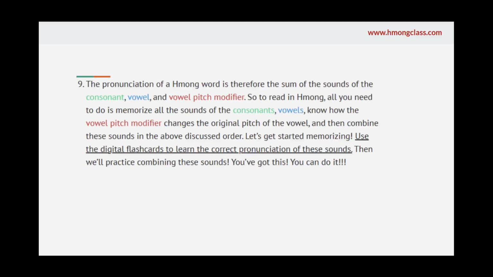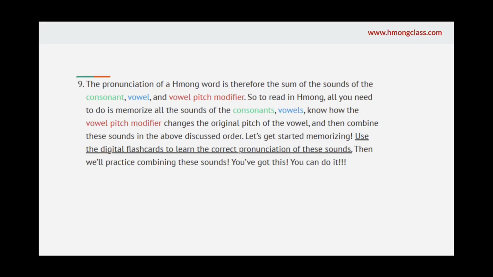Those are the building blocks of a Hmong word. So in order to read in Hmong, all you need to do is memorize all the sounds of the consonants, all the sounds of the vowels, and know how the vowel pitch modifier changes the original pitch of the vowel. Then combine these sounds, as we will discuss later, to make the Hmong word, or be able to read the Hmong word. Okay? So these are the main principles of what you need in order to read in Hmong.